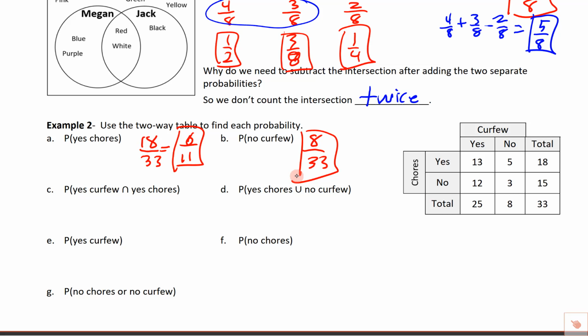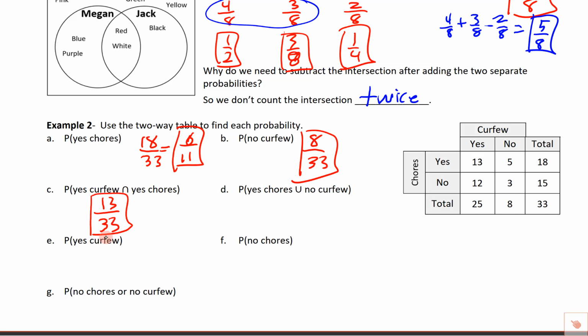Yes curfew, intersect yes chores. So these people have a curfew and they have chores. Wait, that one's in. Zach, what do you think? 13. It is 13 because there's the intersection of the two of those. Okay, so that's going to be 13 out of 33. That doesn't reduce, so we're just going to circle it.